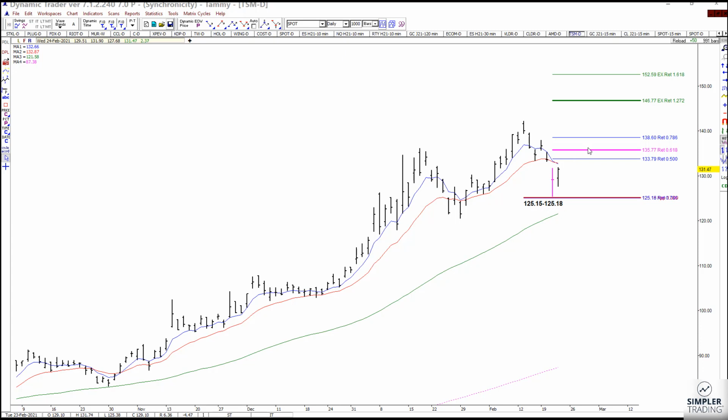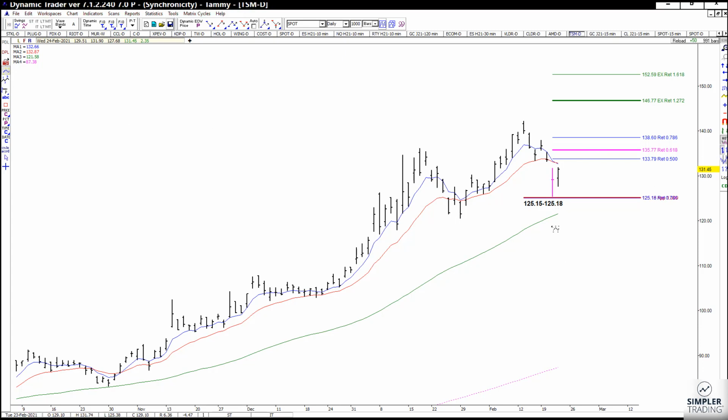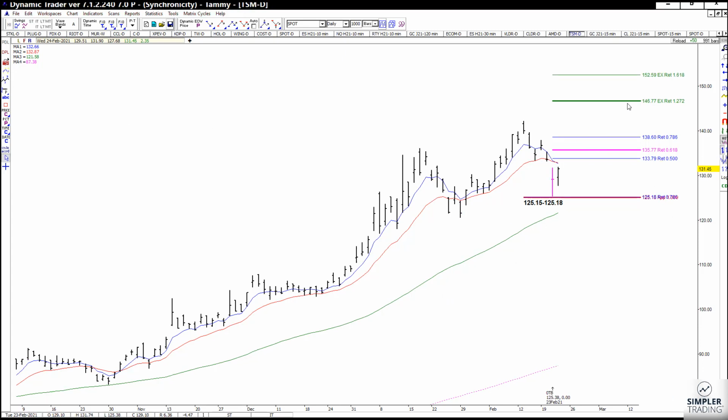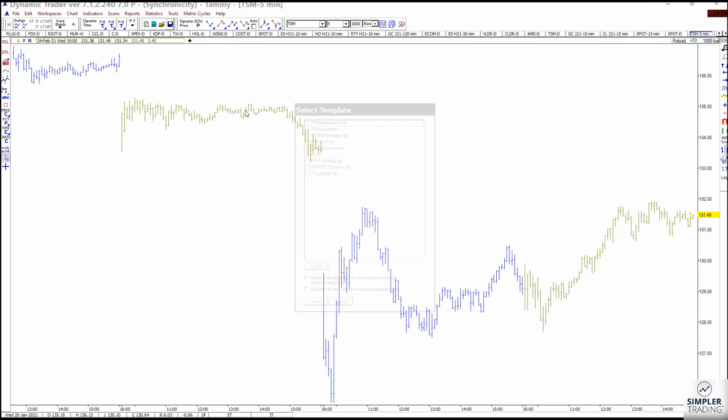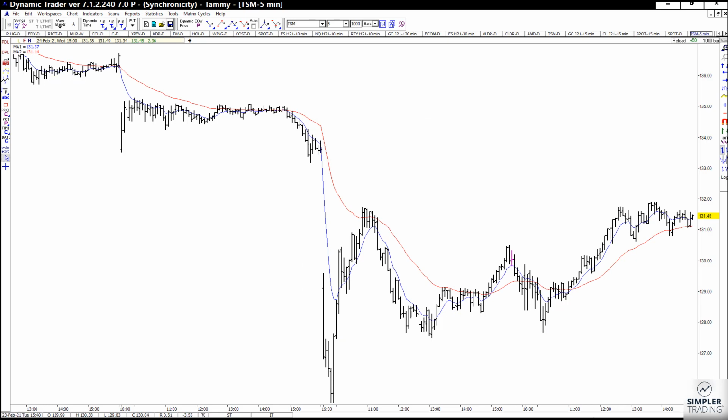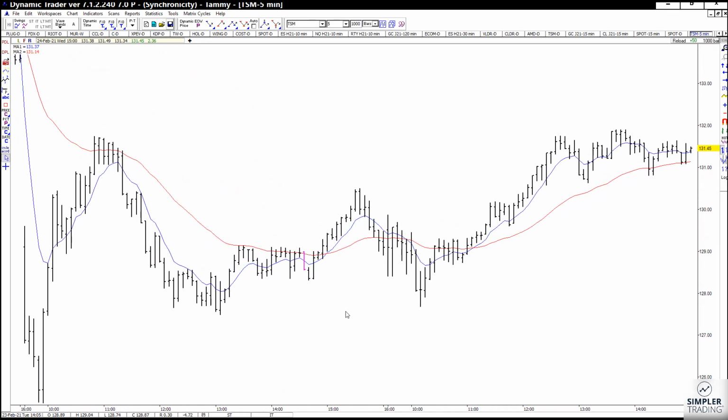It has bounced. If this low is any good from yesterday, then your target is going to be 146.77 and 152.59. Now the next question we want to ask ourselves is, has it triggered? Let's see if it's triggered on a 5-minute chart for a day trade. And yes, it has. It did right back here.